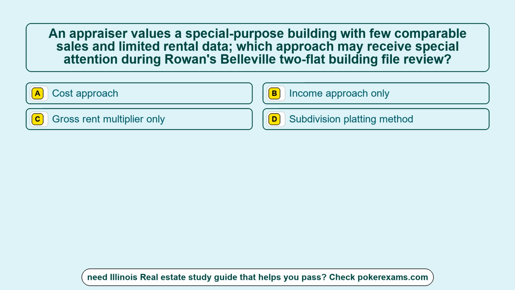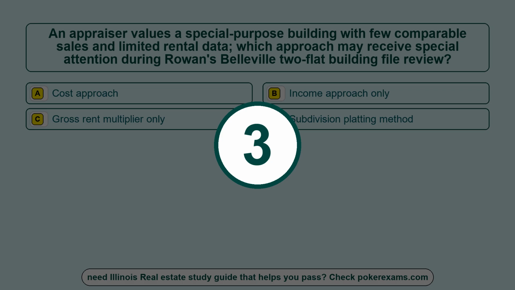Question 5. An appraiser values a special purpose building with few comparable sales and limited rental data. Which approach may receive special attention during Rowan's Belleville 2-flat building file review? Option A, cost approach. Option B, income approach only. Option C, gross rent multiplier only. Option D, subdivision platting method.